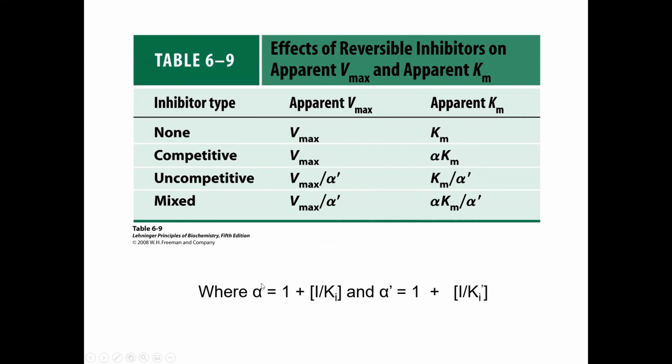When you have uncompetitive inhibition, both Vmax and Km are affected, and they are affected by the same amount, 1 by alpha prime. That's uncompetitive inhibition. This is all you need to know for this class and even beyond, I can tell you. When you have mixed inhibition, your apparent Vmax also changes and apparent Km also changes, but they change by different amounts. Vmax changes by 1 by alpha prime, and Km changes by alpha prime. Again, those relationships are here.